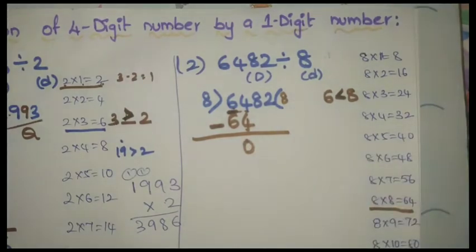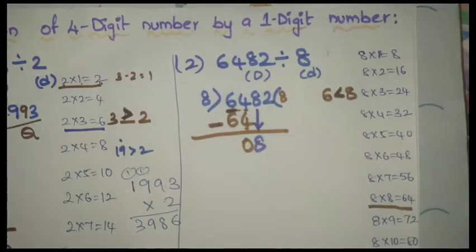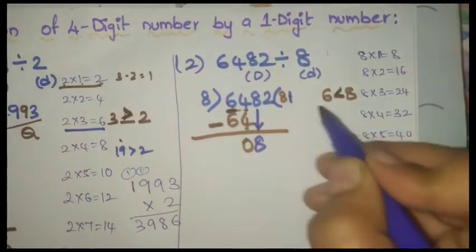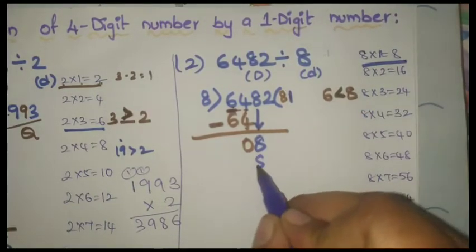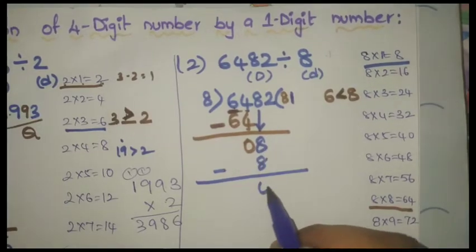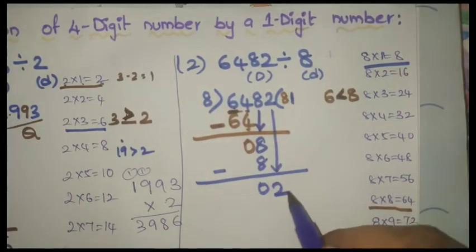The second step is to bring this 8 here. Now in the 8 table we will get 8. Yes, 8 ones are 8. Now we'll do subtraction. 8 minus 8 is 0. Now we have to take these 2 here. This is step 3.